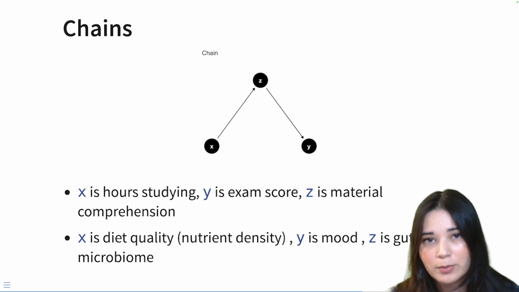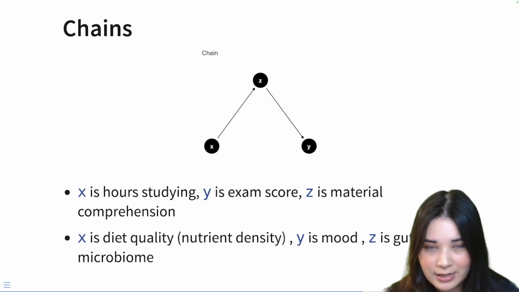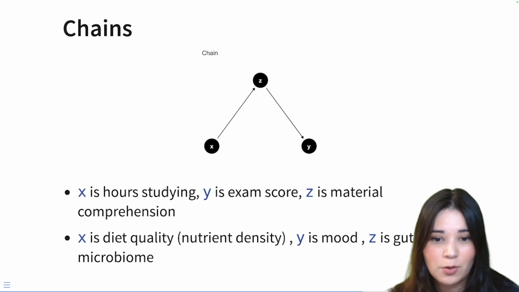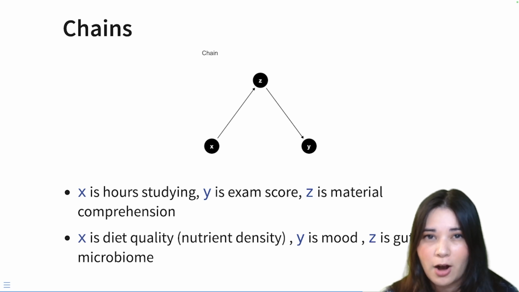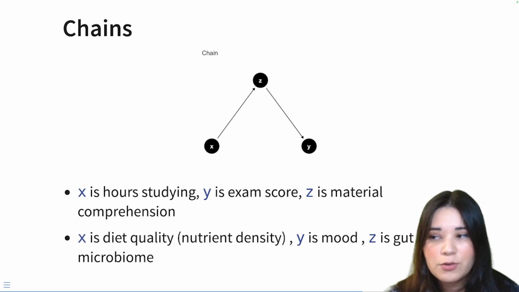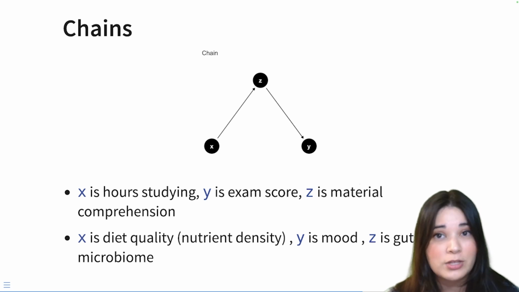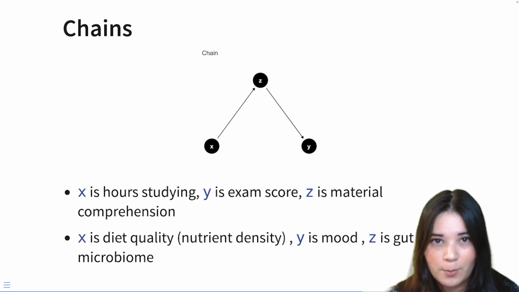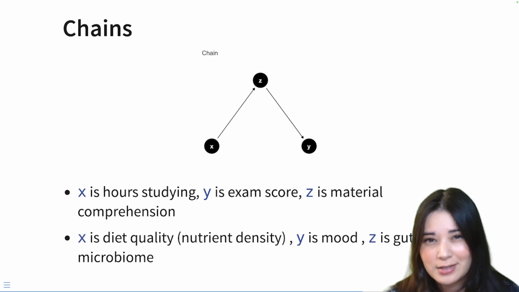Those two things are probably associated. However, studying only impacts your exam score through increasing your comprehension of material. If you studied the wrong chapters or studied in a way that's really inefficient for you, you're not going to increase your comprehension of the material, and therefore your exam score will probably also not increase.